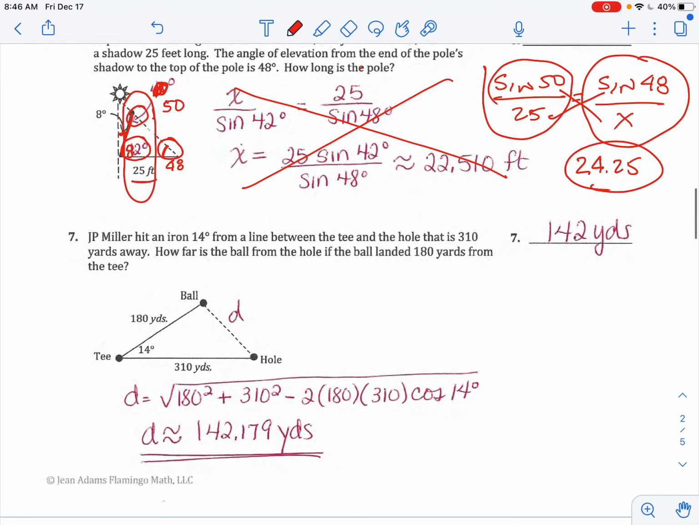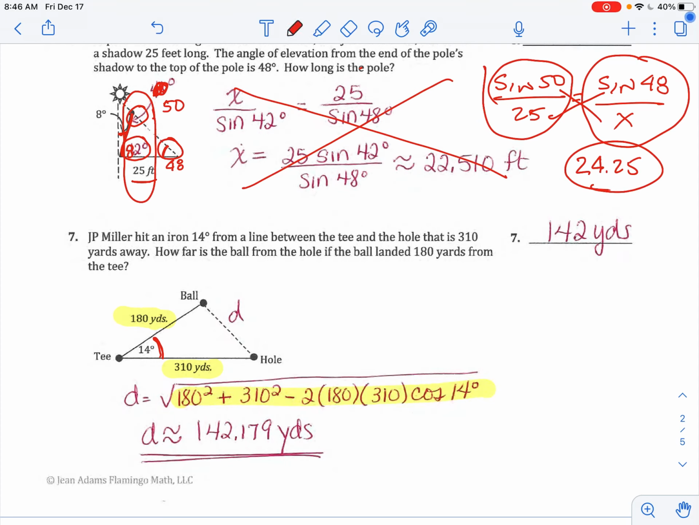Okay, number 7, J.P. Miller hit an iron 14 degrees on a line between the hole that is 310 yards away. Okay, so let me diagram this for you. And how far is the ball from the hole if it landed over here? Okay, this is another side angle side problem, which should be kind of a winner because it just goes right into the law of cosines.